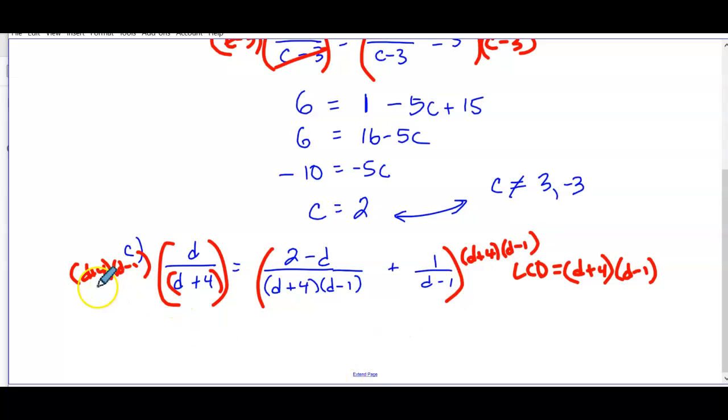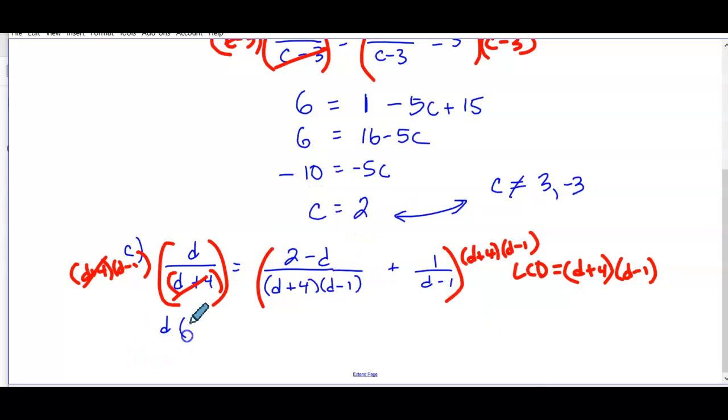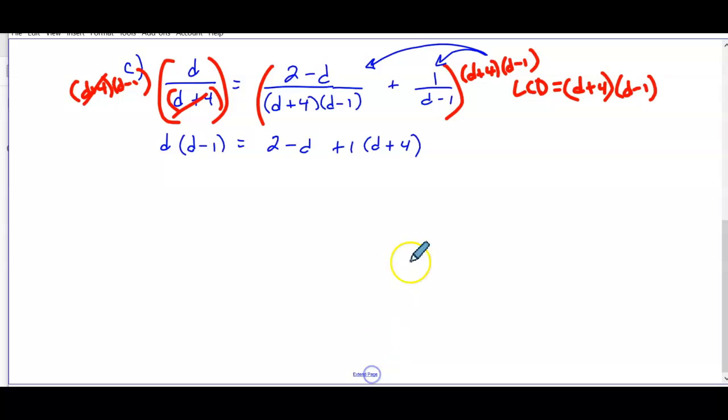And when I do that, the d plus 4's divide out. So I'm left with d times d minus 1. Here, when I distribute this with the first, the whole denominator divides out, so 2 minus d. Here, the d minus 1's divide out, so plus 1 times d plus 4, which you don't have to show the 1. And then you want to expand.